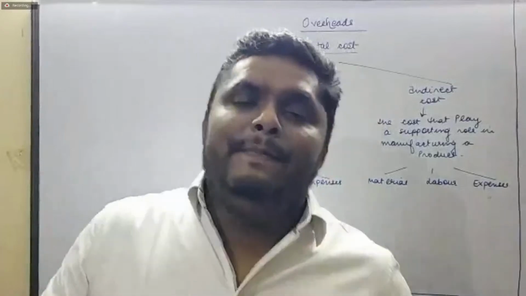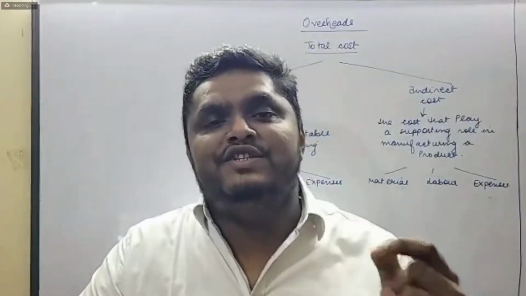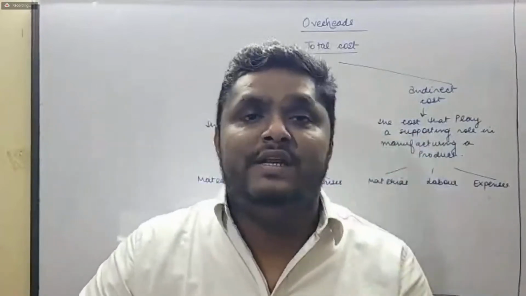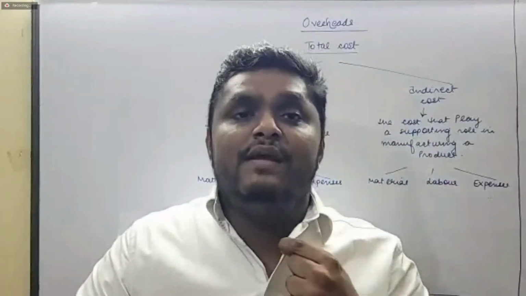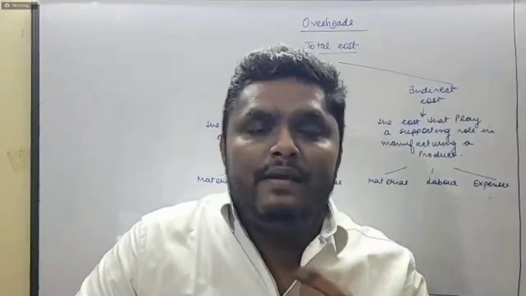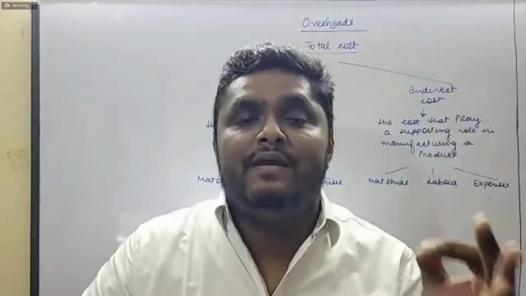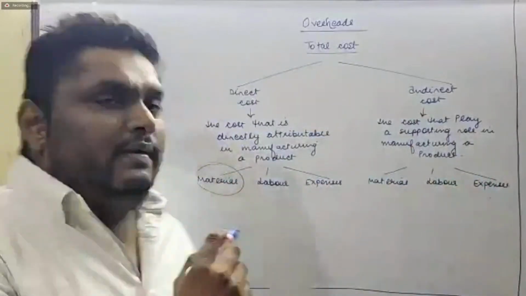So let's say I'm the manufacturer of shirts. This shirt is made up of raw material. What is the major ingredient in this shirt? Very simple, this raw material, that is fabric. I repeat again, guys, I'm the manufacturer of shirts. This shirt is made up of fabric. So this fabric is what we call direct material.